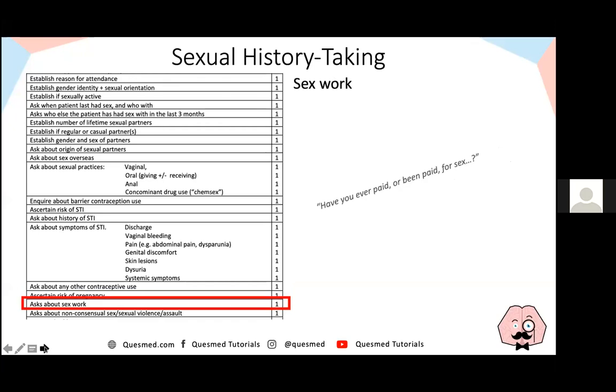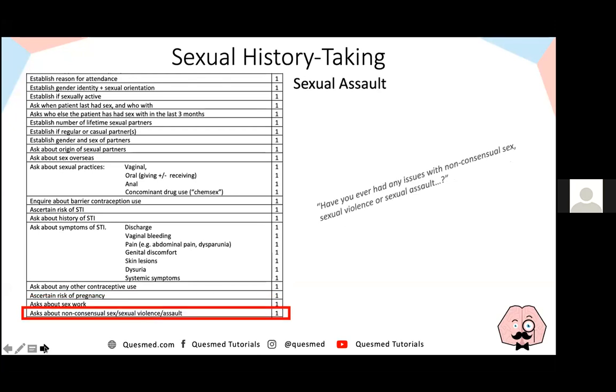We always ask about commercial sex work. So I say, have you ever paid or been paid for sex? Now, commercial sex workers often need more frequent testing for STIs, and they might need additional support for effective contraception and safe spaces to practice. So we do always ask that. And we always ask about non-consensual sex, sexual assault, rape, and other assaults. And that's just to make sure that we can signpost people to the appropriate support services if they do disclose an assault to us.